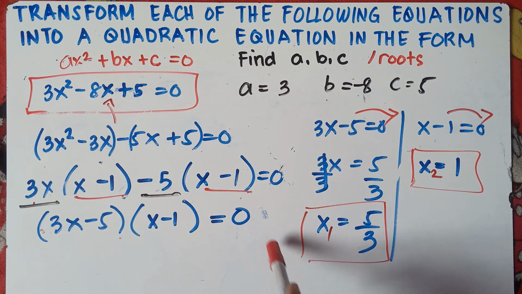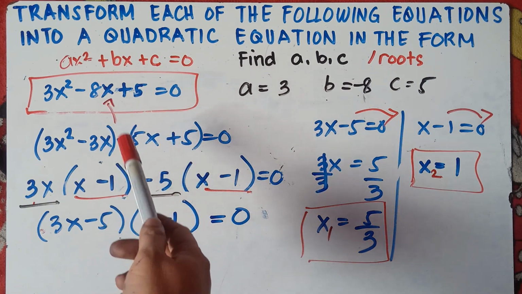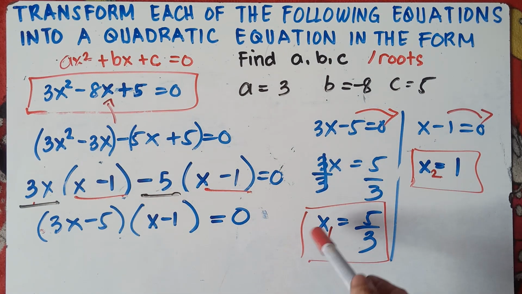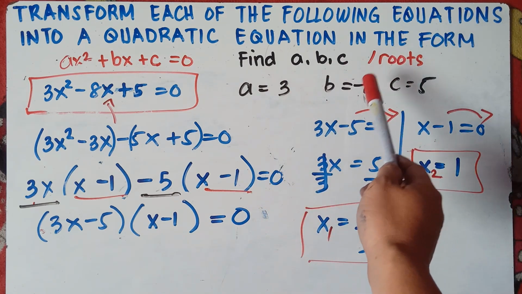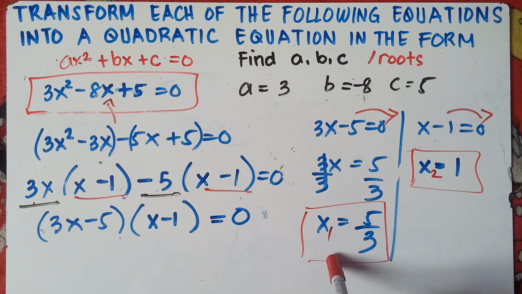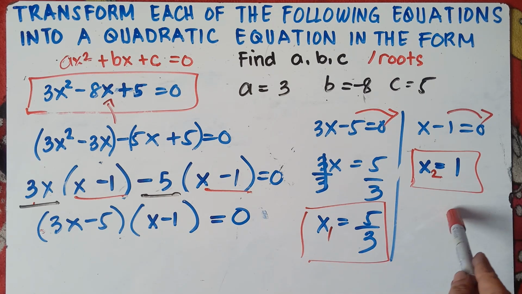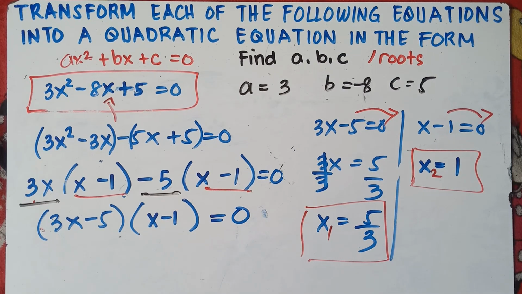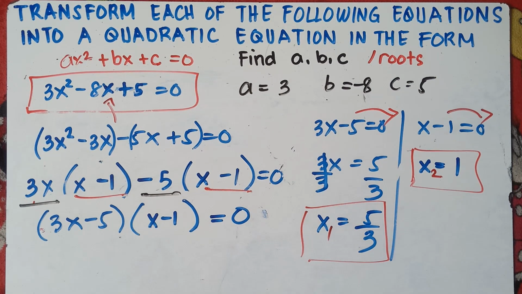We have the equation 3x squared minus 8x plus 5. Our a is 3. Our b is negative 8. And our c is positive 5. And the roots, x sub 1 is 5 over 3, and x sub 2 is positive 1. So quite tricky, class, for numbers 3 and 4. I hope you learned something new today, class. So we're all set for number 3 and 4.